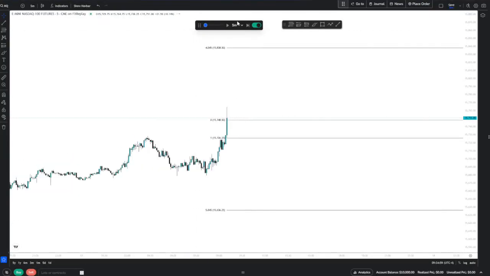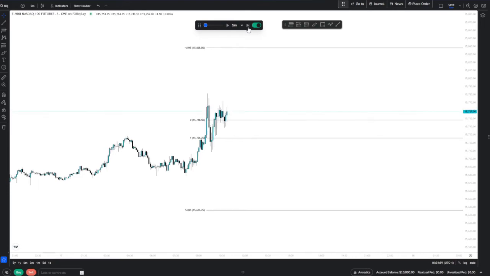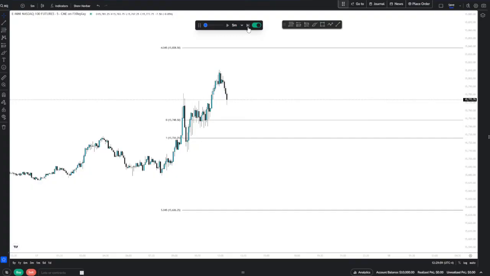So we'll play it out, see what happens. I just want to show you guys the reactions we get when we get to these -4 levels. It's absolutely incredible.